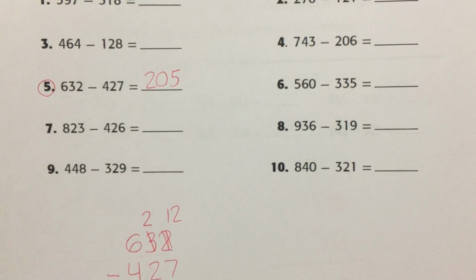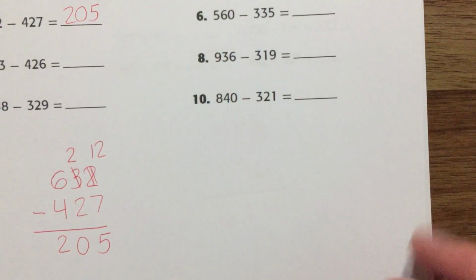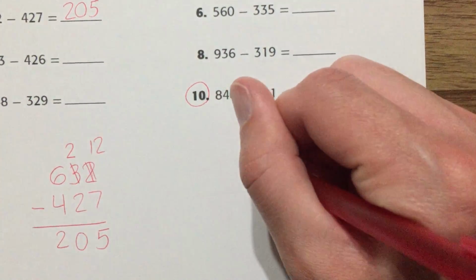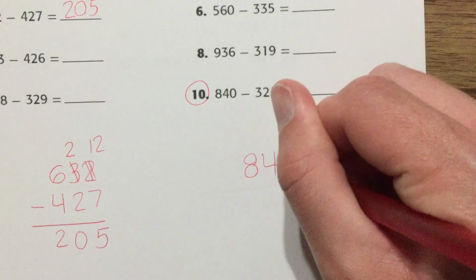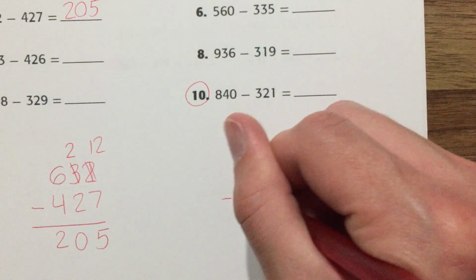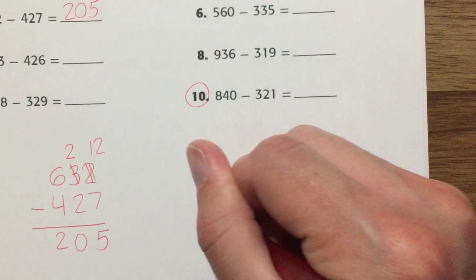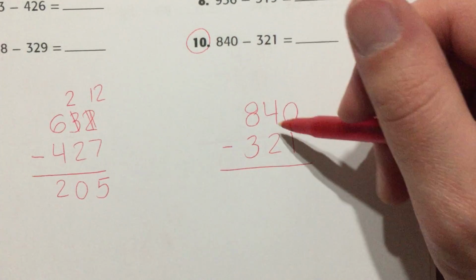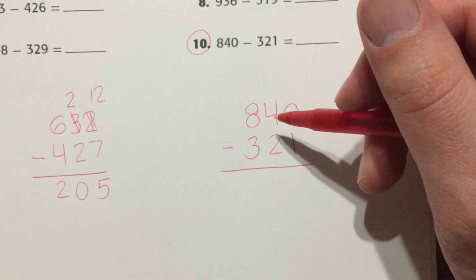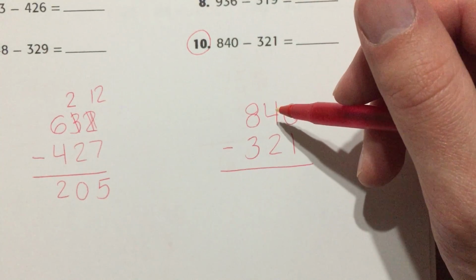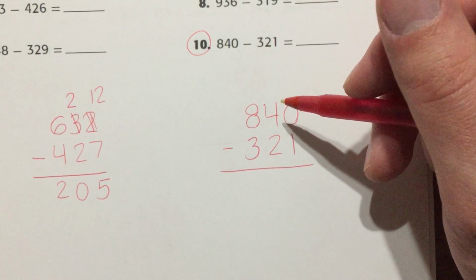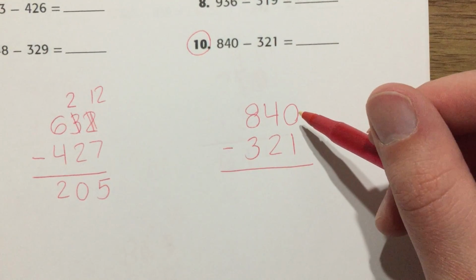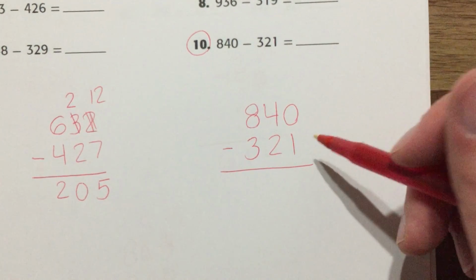All right, let's do one last problem. Let's do number 10 right here. So 840 minus 321. So we've got our ones lined up, tens lined up, hundreds lined up. Step 1 is done. Okay, don't need to worry about any other steps or anything else in step 1. So step 2, we're going to start with our ones place, and we're going to work our way to the left.